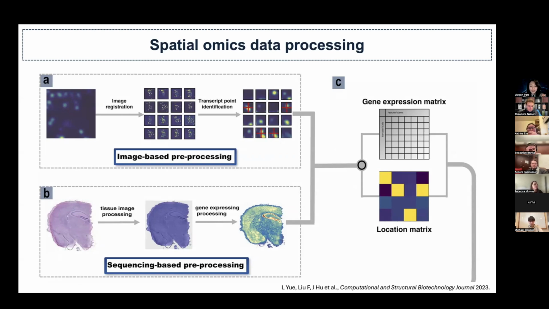Another way is more similar to what Theo just mentioned, sequencing-based processing, where we're basically doing in situ sequencing. So the outputs are more in the form of a FASTQ file or other short read formats. Regardless of your measurement or technology, at the end of the day, we reduce everything to a gene expression matrix and a location matrix, where we know how many genes or proteins we have, and where they are, in XY or XYZ coordinates.